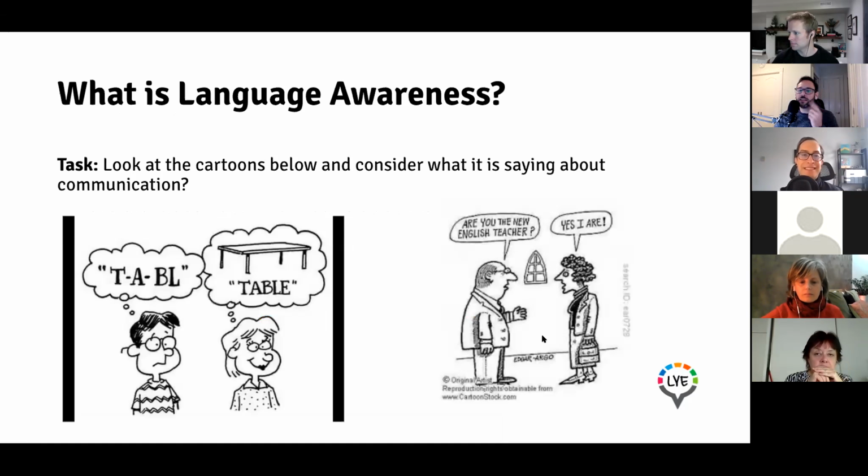Yeah. And I think the task here is a simple task that we borrowed from the course, which is when you look at these cartoons, you have to kind of consider what it's saying about communication. And I think some of you have already mentioned this. It's this idea of, are you looking at language from a declarative perspective or from a procedural perspective? Like, are you able to use the language or are you able to talk about the language?